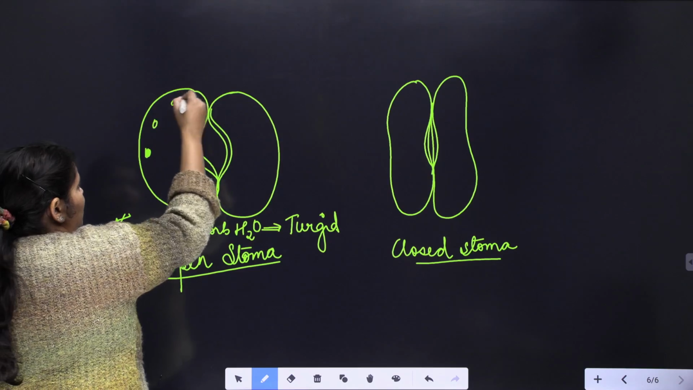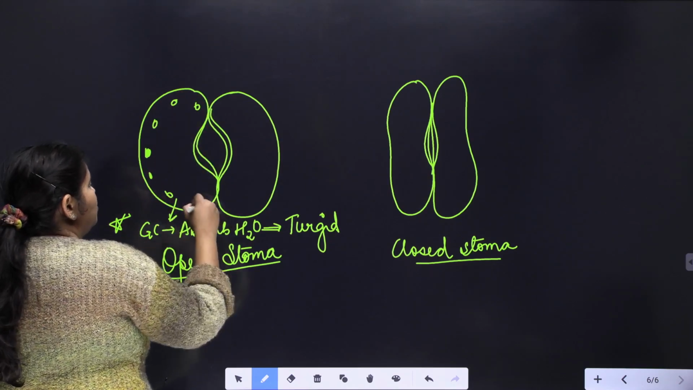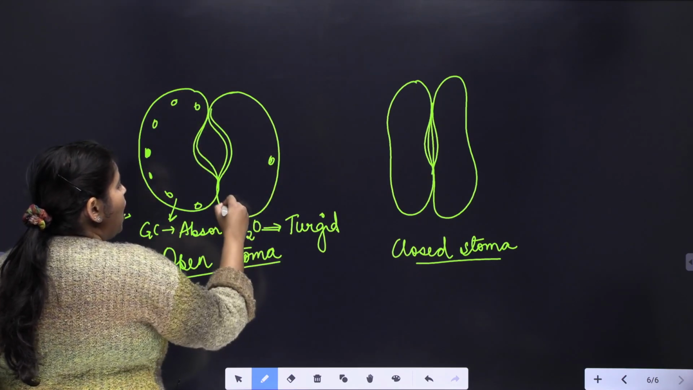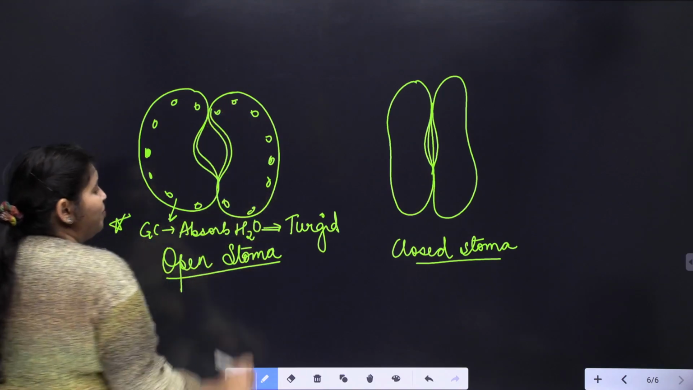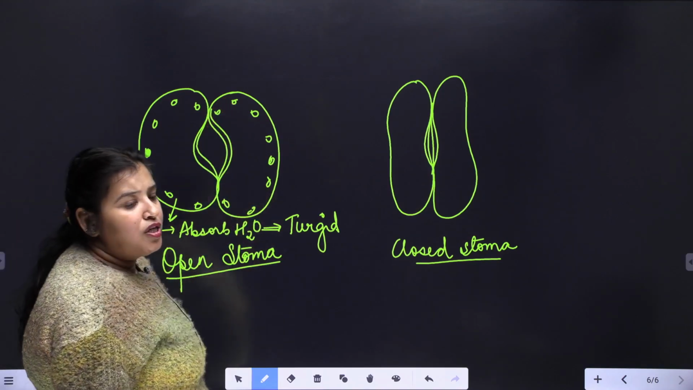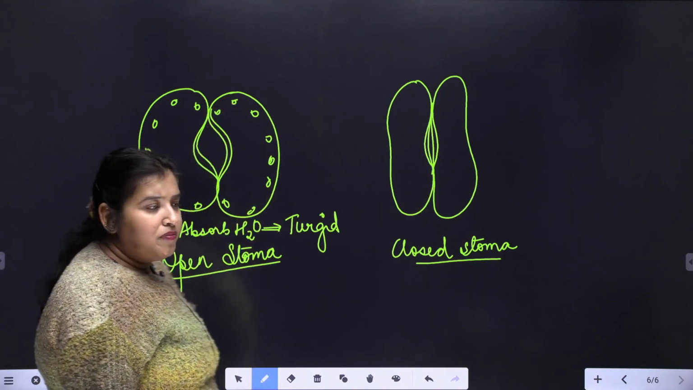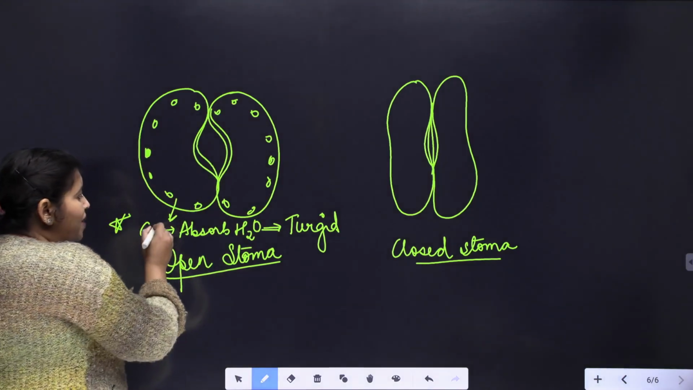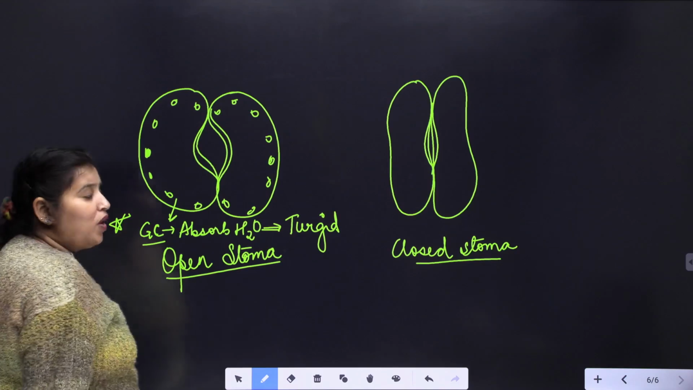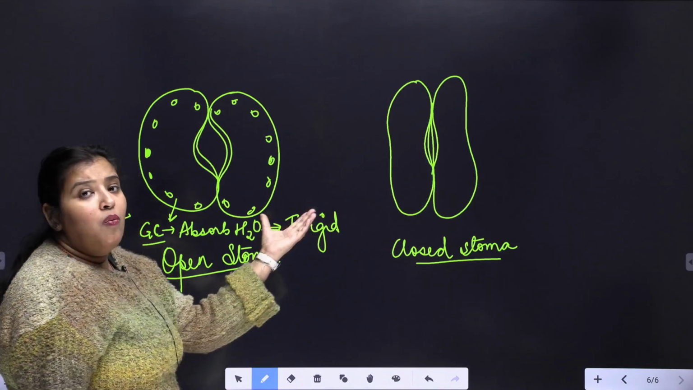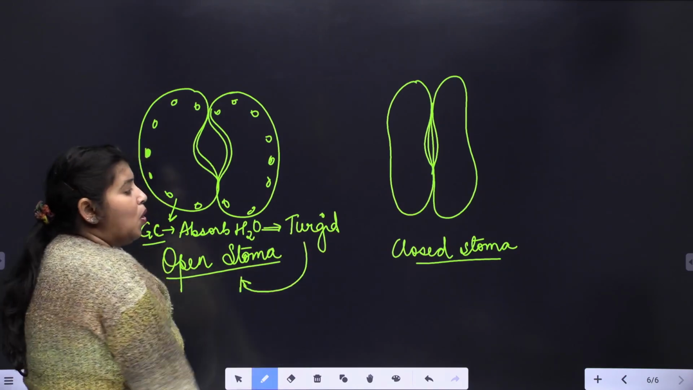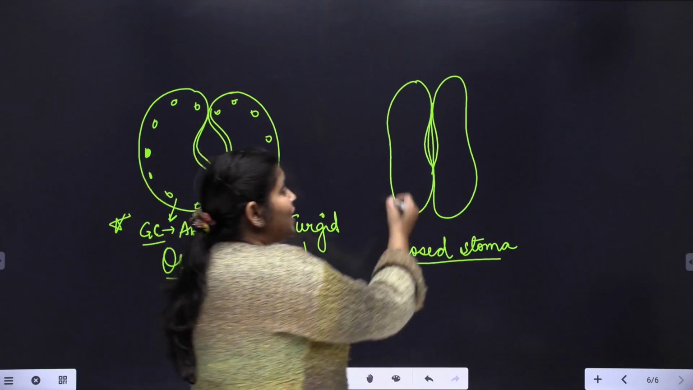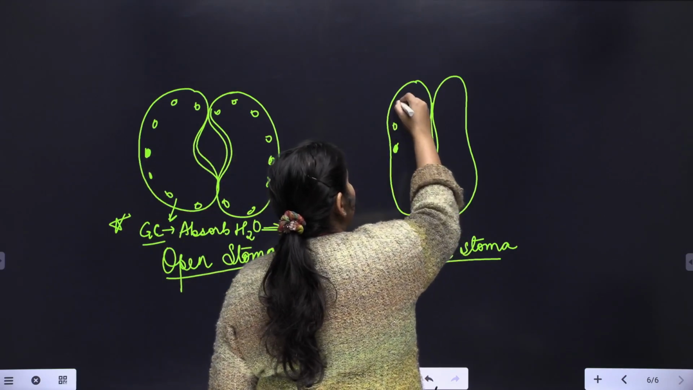This is again a very important question. How do guard cells regulate the opening and closing of stomata? So opening and closing of stomata is regulated by guard cells in this way: these guard cells absorb water, they become turgid. When they become turgid, then the stomata is going to open. What is happening here? The structures will still remain the same.